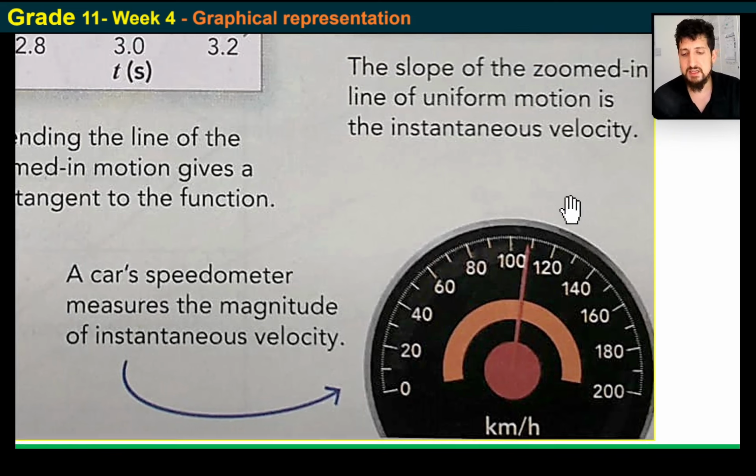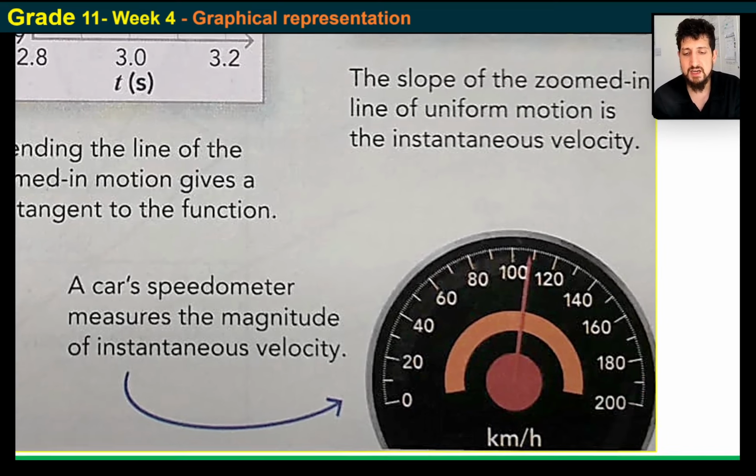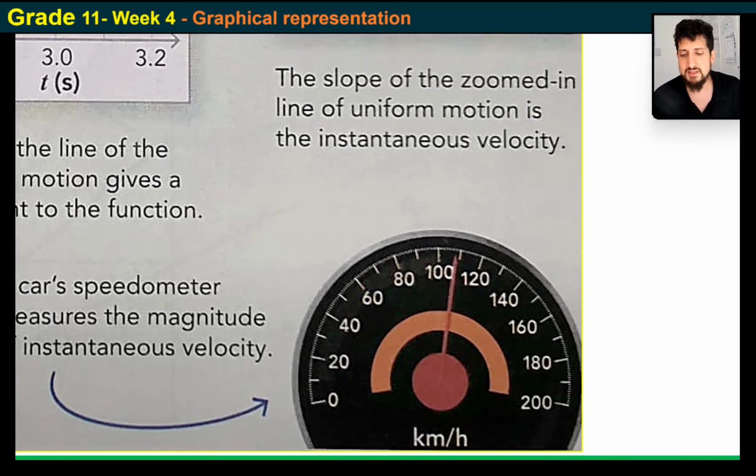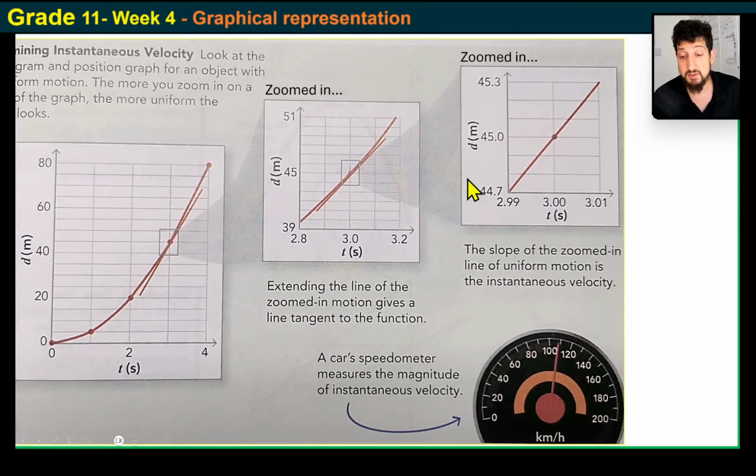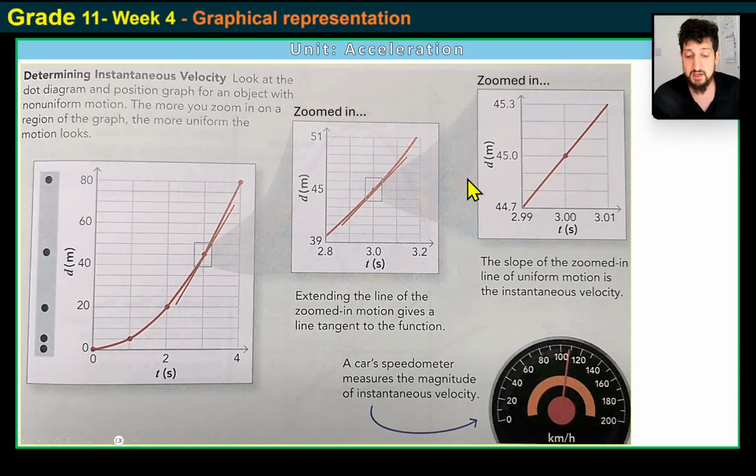So in this case, even though it says instantaneous velocity, I would argue that it's not velocity it gives you, it's instantaneous speed, because it's just a magnitude. Even if you're going in reverse, it tells you a magnitude. So it gives you your instantaneous speed at that moment. Now, how do we work out instantaneous speed?